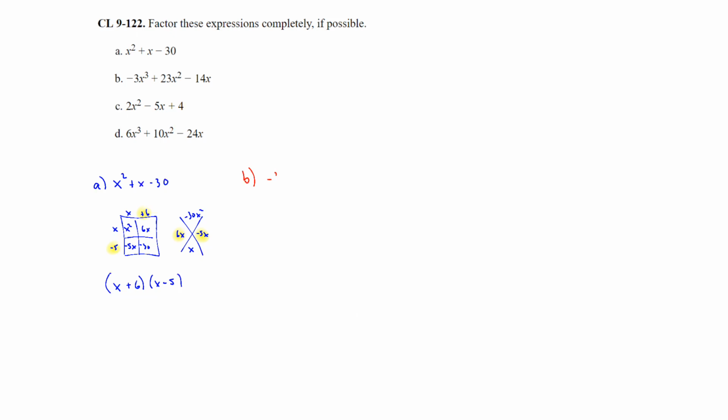On part B, we have negative 3x cubed plus 23x squared minus 14x. So we want to make sure we are factoring completely. I notice there is a variable of x that is in common. I'm also going to factor out the negative in front of the negative 3x cubed, so that first term is positive. So that'll be negative x, and then we'll have 3x squared minus 23x plus 14. And then now we can do our generic rectangle. We have 3x squared and 14.